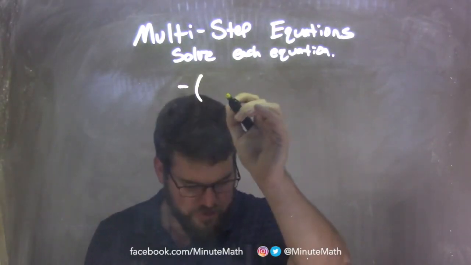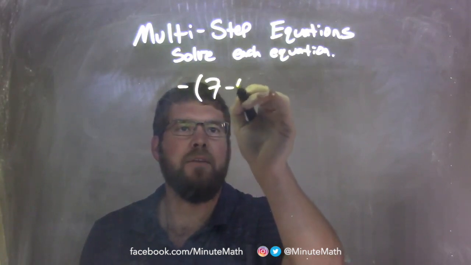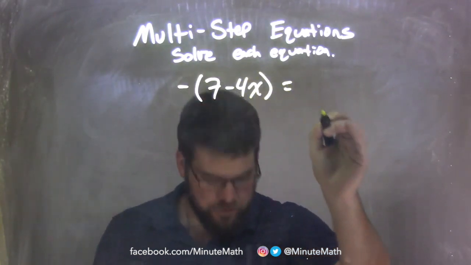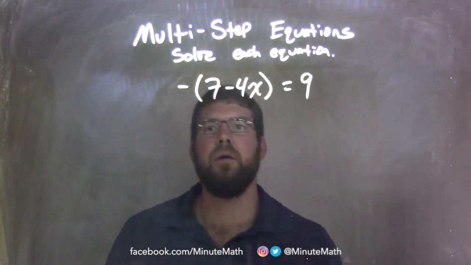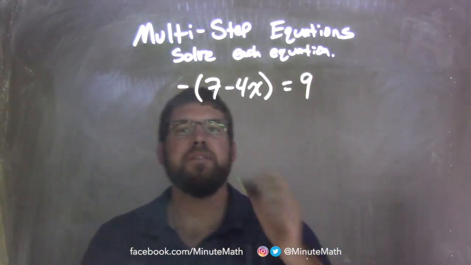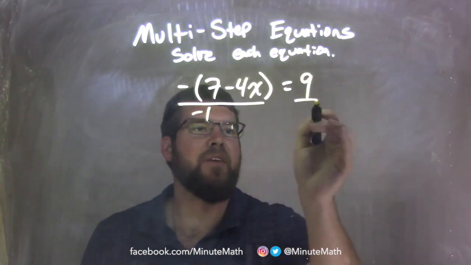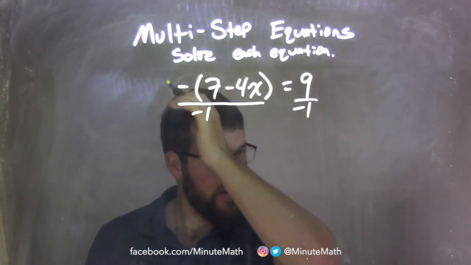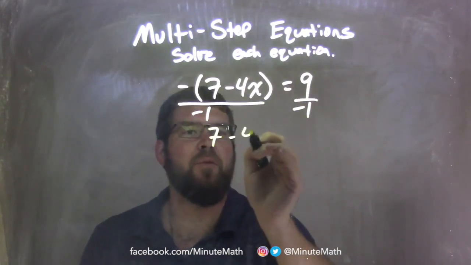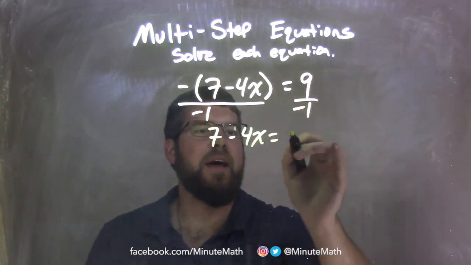Negative, parentheses, 7 minus 4x equals 9. Well, what I'm going to do here is first, that negative on the outside, I like to get rid of it. So I'm going to divide both sides by negative 1. What it allows me to do now is just have a 7 minus 4x left here equals that negative 9.